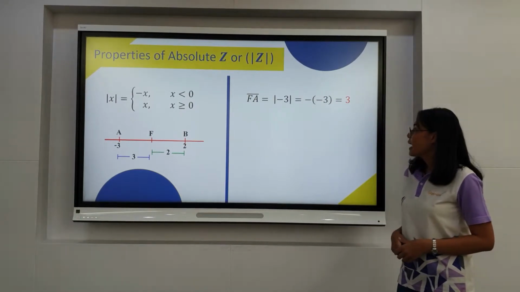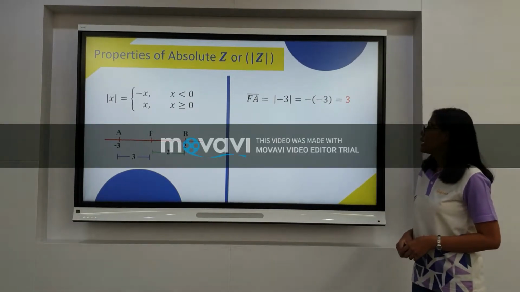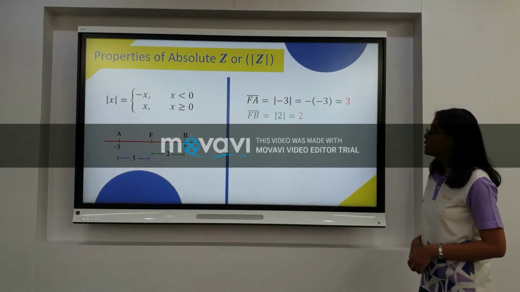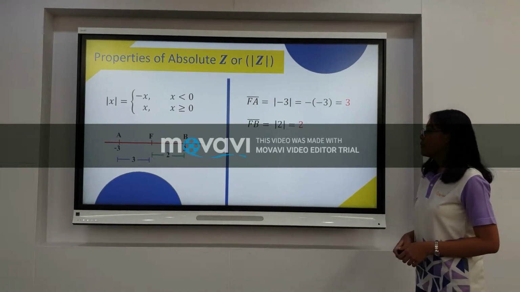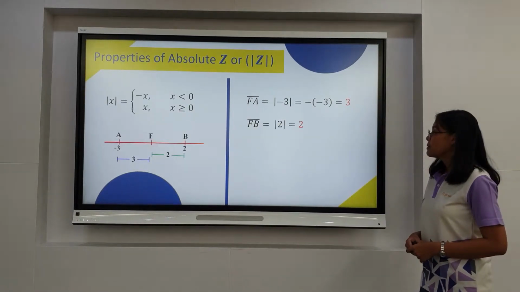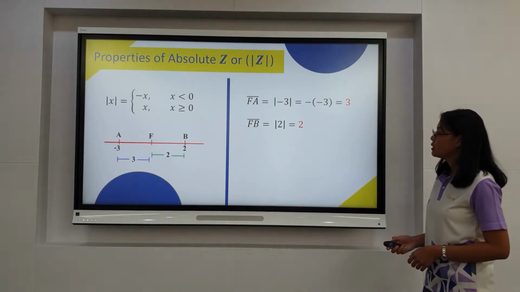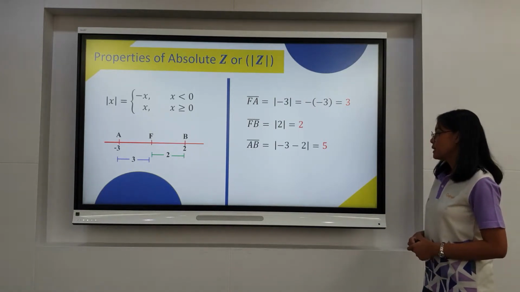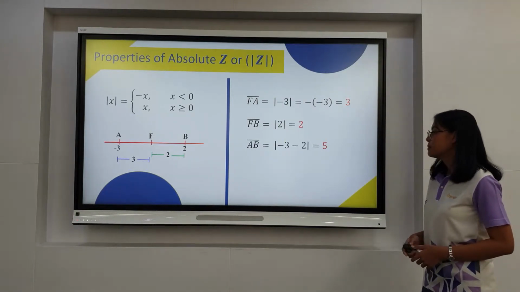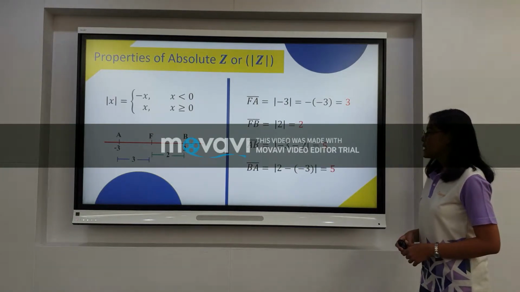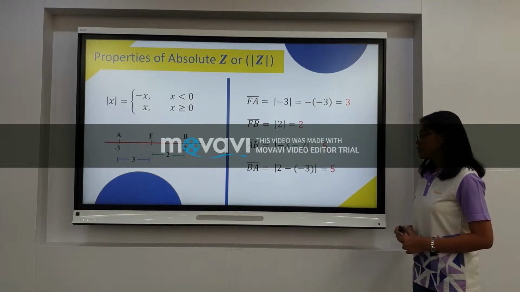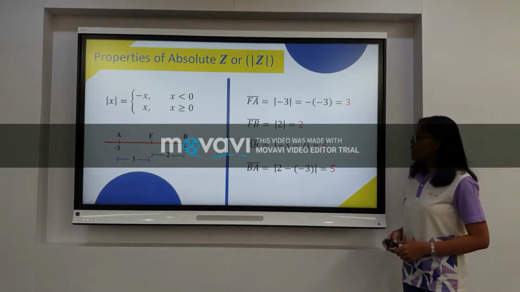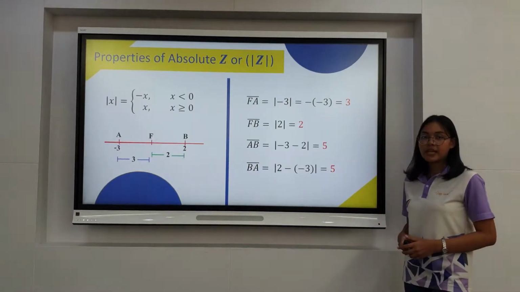Distance between O and A equals absolute negative 3, which equals 3. Distance between O and B equals absolute 2, which equals 2. And distance between A and B equals absolute negative 3 minus 2, which equals 5. Distance between B and A equals absolute 2 minus negative 3, which equals 5. So distance between AB and BA must be equal.